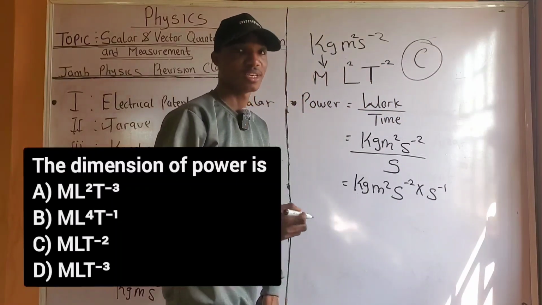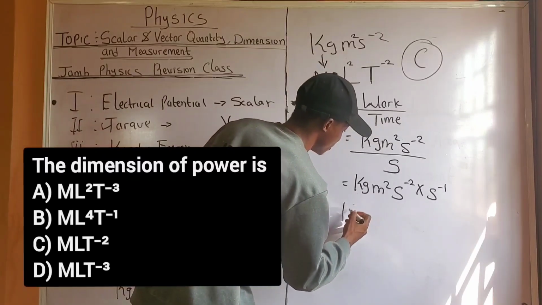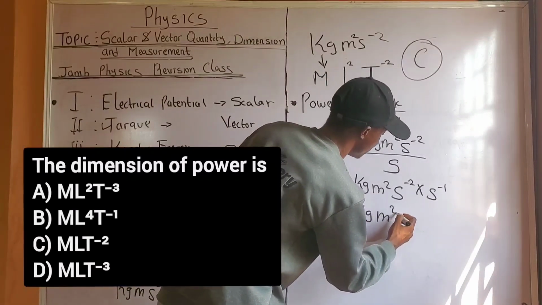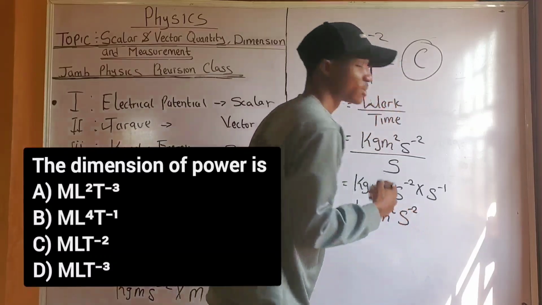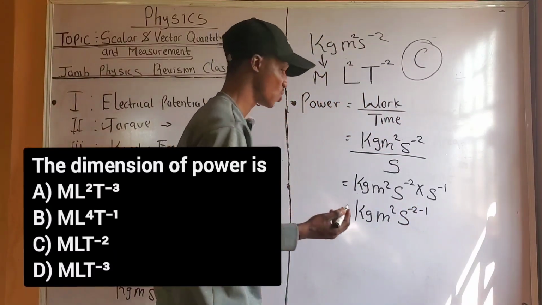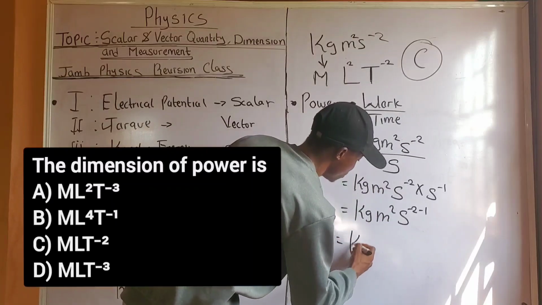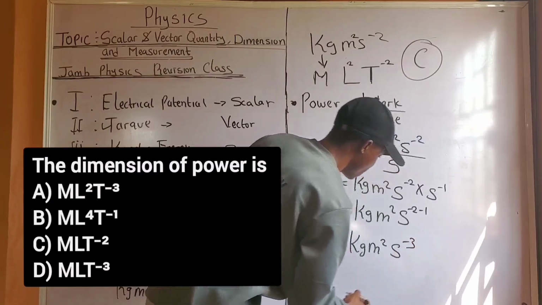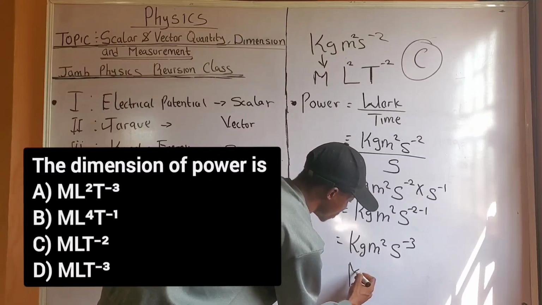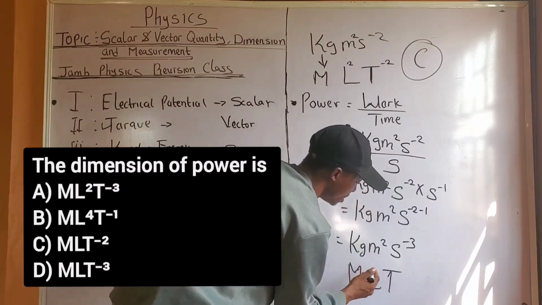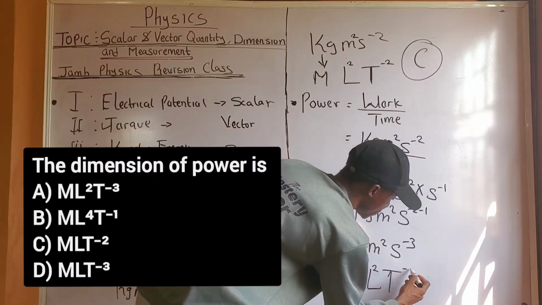Do you understand? So here I'm going to have kilogram meter squared s raised to the power negative 2 plus minus 1. That is what? Minus 2 minus 1. That is what? Minus 3. So here I'm going to have kilogram m squared s raised to the power of negative 3. Okay. Now kilogram is for mass. Okay. Meter is for length. And seconds is for time. So put the power. This will be square and this will be minus 3.